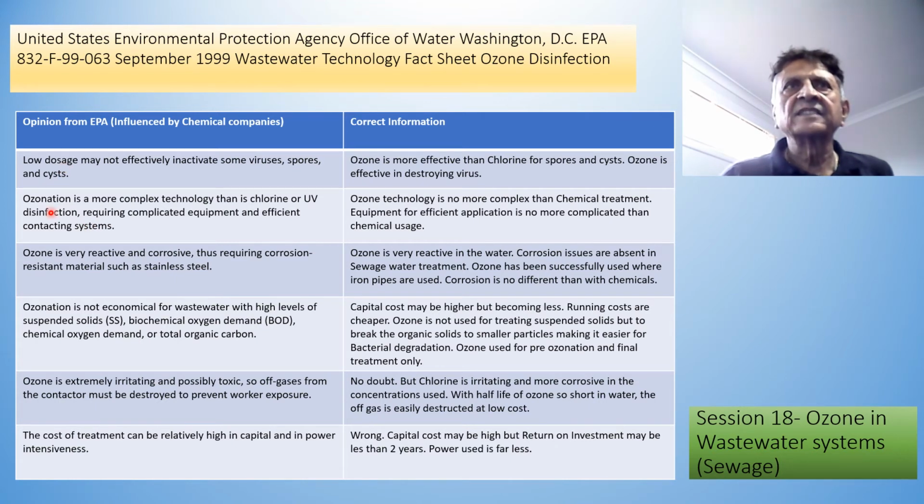The EPA also says ozonation is a more complex technology than chlorine and UV disinfection, and requires complicated equipment and efficient contacting systems. Well, certainly, application of ozone is not a complicated technology. Production of ozone is complex, and currently it is getting cheaper. You can get more ozone per dollar than what you could 20, 30 years ago. And application is not very complex. Chlorine is a gas. The only question is it is very soluble, and therefore it's easier to apply the gas into the liquids, whereas ozone is less soluble, but still it can be effectively transferred into the liquid.